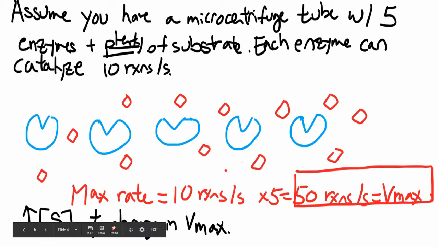However, if we were to increase the amount of substrate, if I were to add more of my red diamond substrates here, we wouldn't be able to change that Vmax because I've already told you that we're saturating our enzymes, okay? So being able to increase our reaction velocity will only work up until you hit Vmax, and we'll show you that in the next graph here.